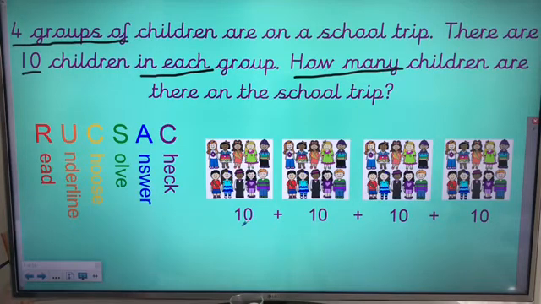So I've got 10, add 10, add 10, add 10. 10 add 10 add 10 add 10 equals 40. Well done if you got that. So we should have 40 children altogether. So there's my answer. Now I need to check. Let's have a look at how we could check it.